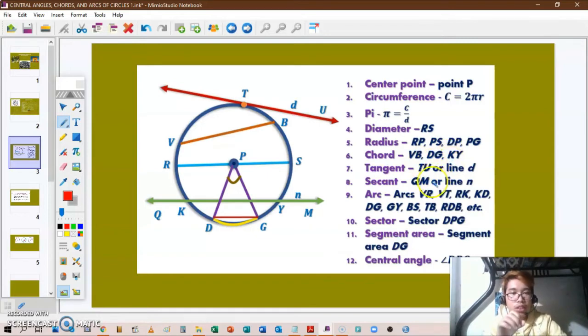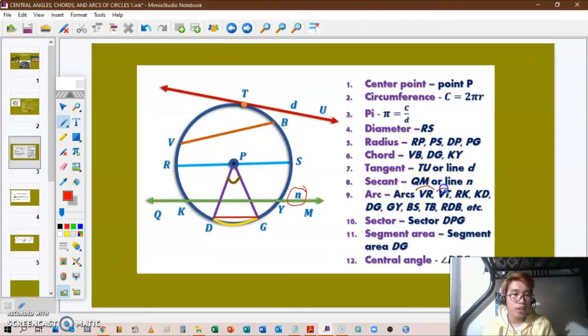And then we have a tangent line, which is TU, or line D. Then we have a secant line, which is QM, or line n. So we have here a small n. Then we have arcs. There are a lot of arcs. Maybe you can identify some more of these arcs that are not written here on the screen. So we have VR, VT, RK, KD, DG, GY, BS, TB, RDB, and so on and so forth.